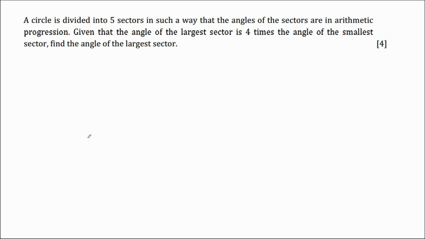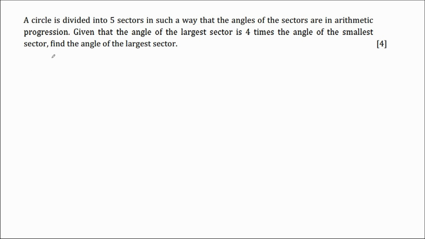Today we're going to discuss the series. In this case, a circle is divided into 5 sectors in such a way that the angles of the sectors are in arithmetic progression. Given that the angle of the largest sector is 4 times the angle of the smallest sector, find the angle of the largest sector.